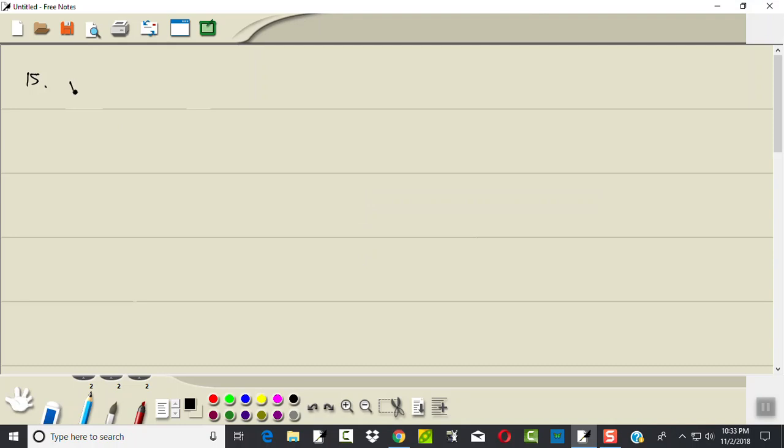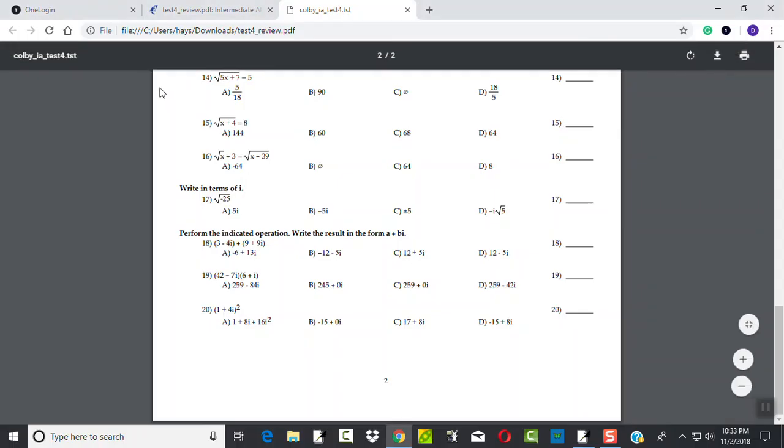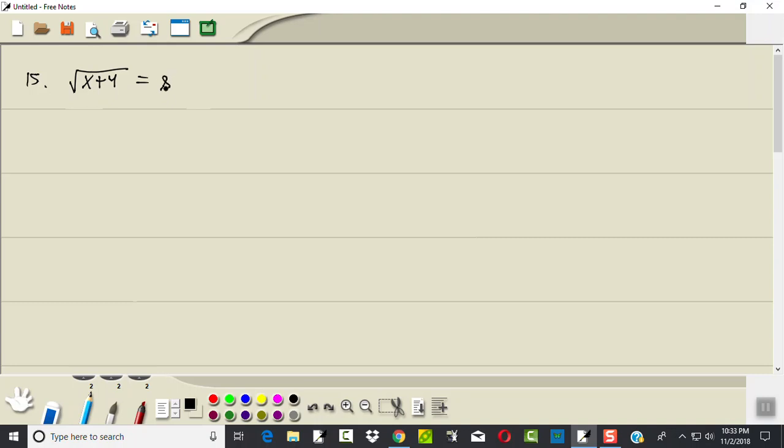Square root of x plus 4 equals 8. Okay. First step is to get a radical by itself on one side. Well, this is by itself. There's nothing in front of it. There's nothing after it. We just got square root of something. Step 2 is to take both sides to a power equal to your index. Well, this is a square root, so the index by default is 2, so we'll square both sides.